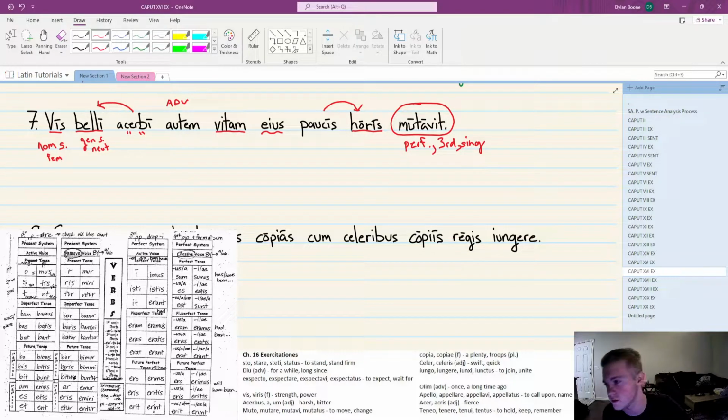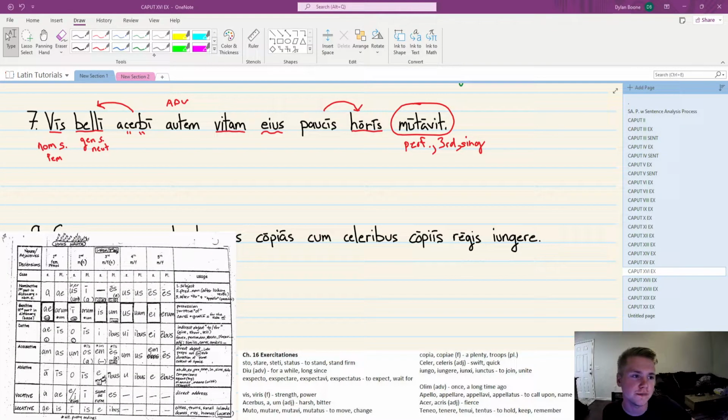Same thing with acerbi. It's a us adjective, so it just follows the like. So we have I ending. Aut is an adverb that means moreover. Vitam comes from vita, vitae, first declension. And I'll throw the declension chart now. But first declension, easy enough, accusative singular. Feminine. I'll skip eius for now. We have horis as our last noun. Comes from hora, horae, first declension.